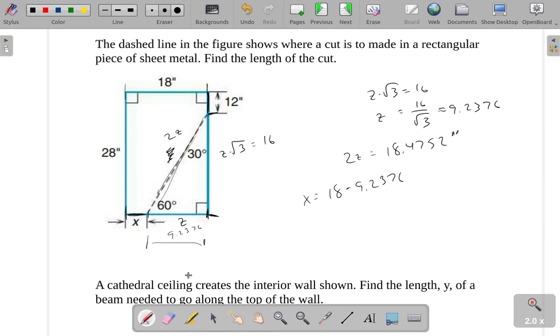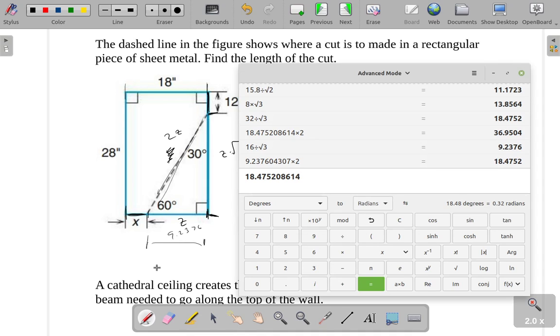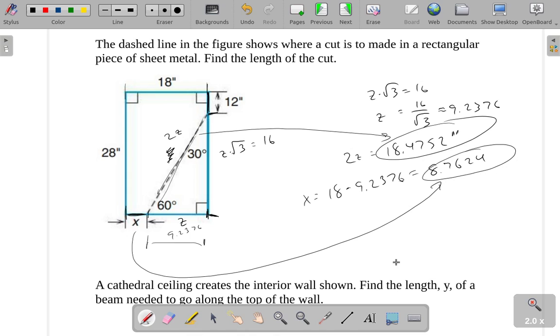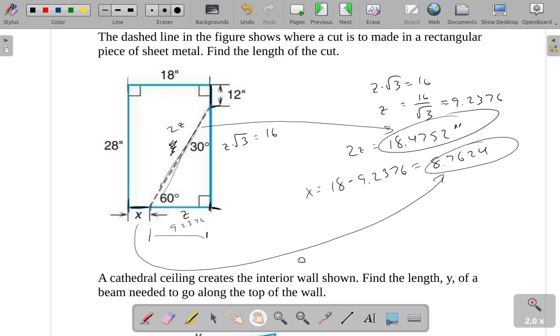I'm going to go ahead and say that it looks like this is not drawn to scale very well, because this is almost going to be the same. This should have been about the halfway point, but oh well. Let's see. I'm doing 18 minus 9.2376, which gives me 8.7624. So this was the length of the cut, that's that length right there. And x was this one right there. So I found the two measurements I was looking for in this problem.